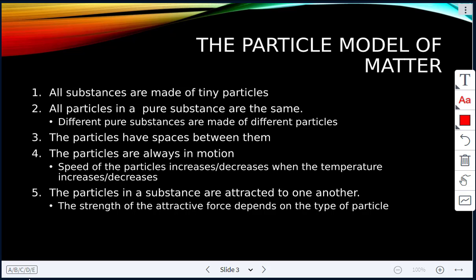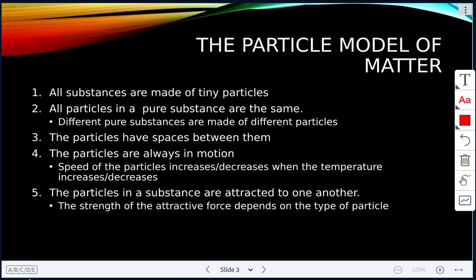So when we talk about the particle model of matter, you've probably learned a little bit about the particle model of matter in grade 7. So we're going to extend on it a little bit more in grade 8. First, all substances are made up of tiny particles. Second, all particles in a pure substance are the same. So different pure substances are going to be made of different particles. If we had gold, all of the particles of gold will be the exact same. But if we had silver, they would be different particles, and they would be different from the particles of gold.